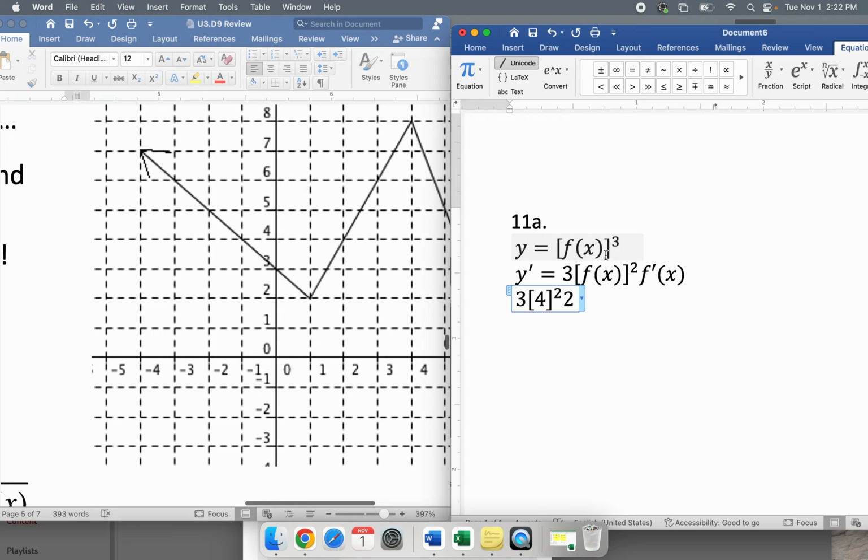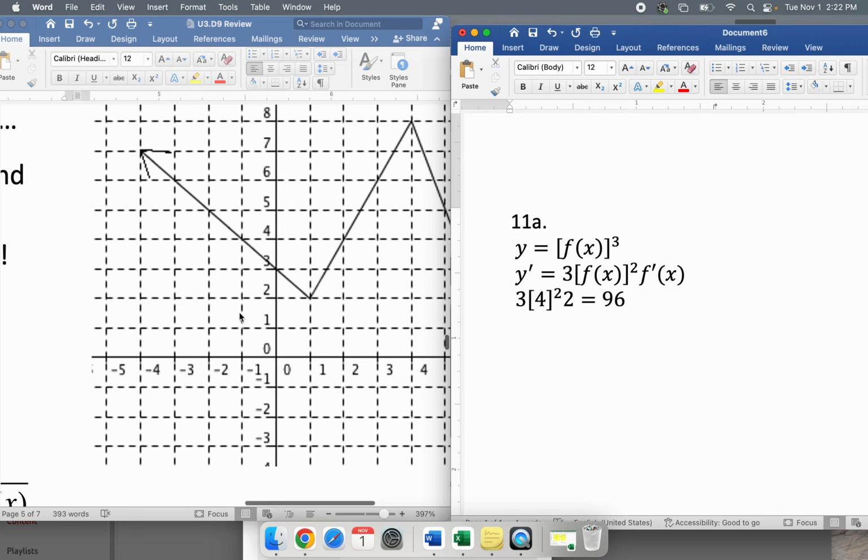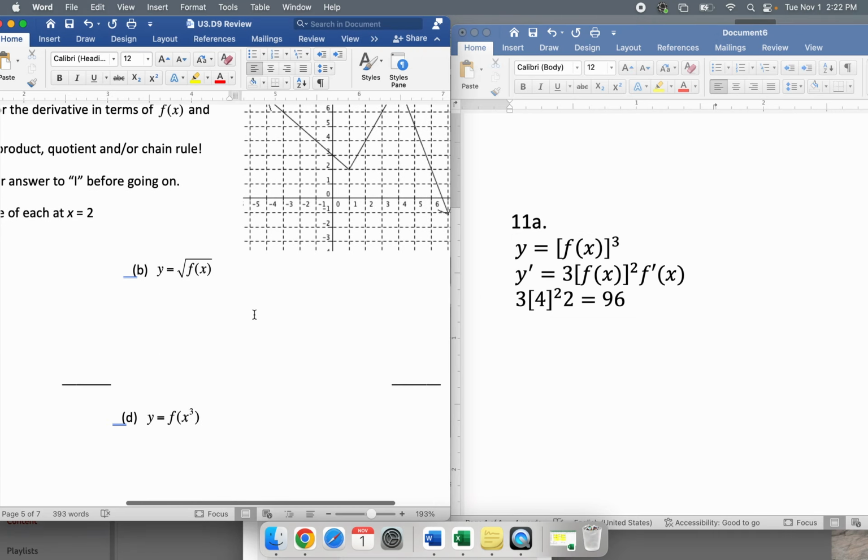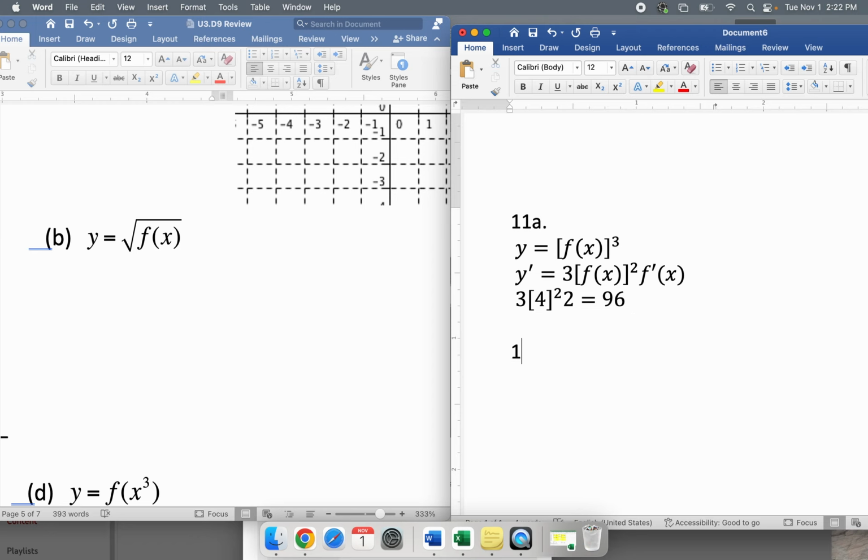So that's 3 times 4 squared. That's 3 times 16, which is 48. 2 times 48 is 96, I think, right? I mean, if that's not exactly right, it's close enough. I shouldn't say that. 11b.